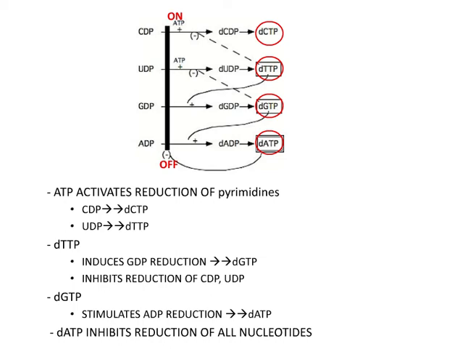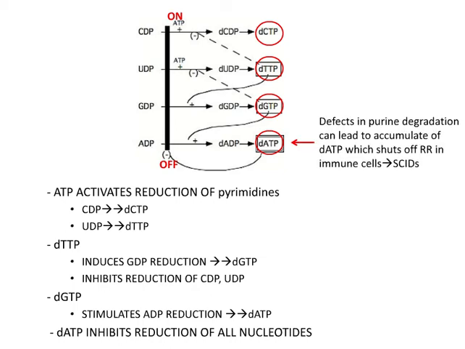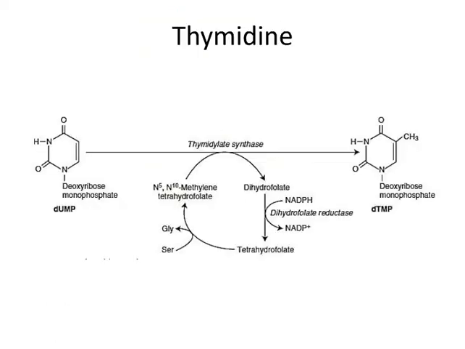Defects in purine degradation result in the accumulation of adenosine, which is then converted by salvage enzymes to deoxy-ATP. The increased levels of deoxy-ATP prevent ribonucleotide reductase from being switched on, since our immune system relies on the rapid activation and maturation of immune cells. Defects in purine degradation that result in the accumulation of deoxy-ATP can result in immunodeficiency.